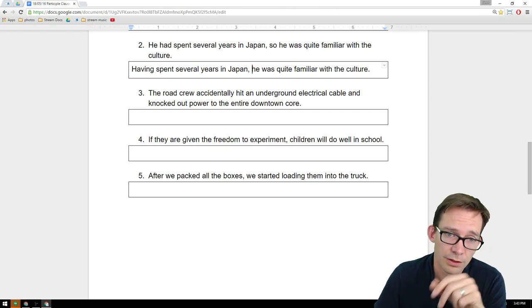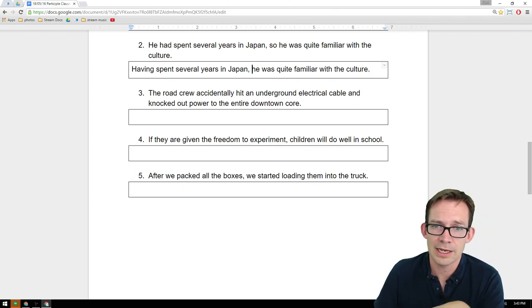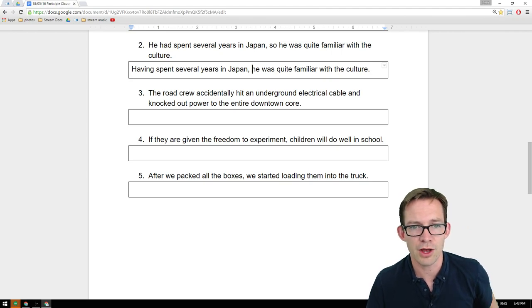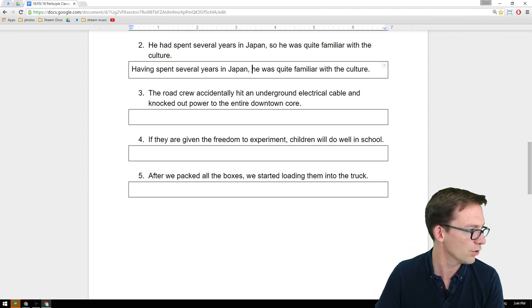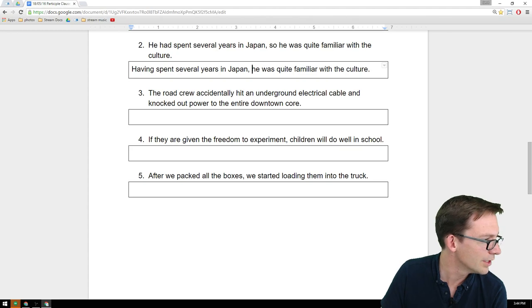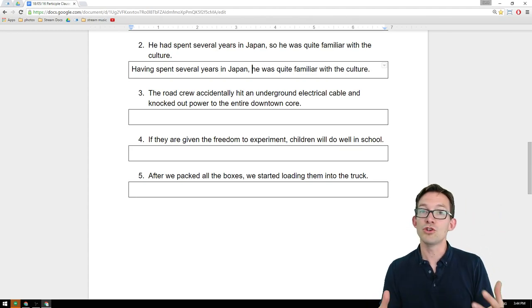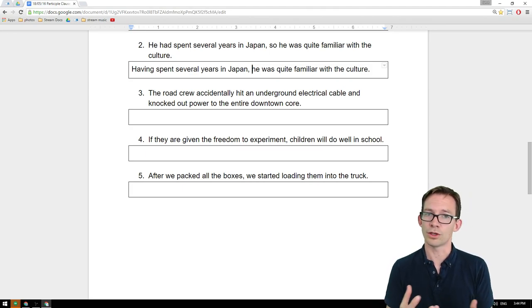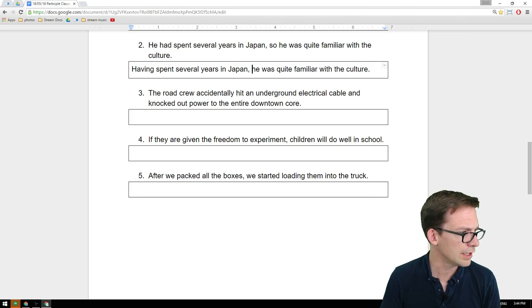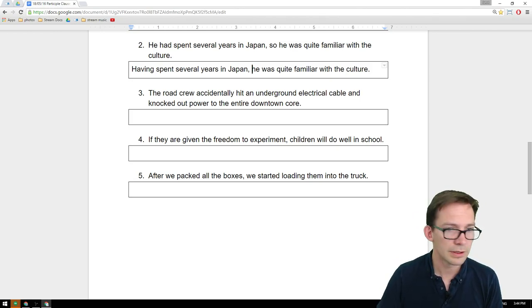Number three, the road crew accidentally hit an underground electrical cable and knocked out power to the entire downtown core. Well, that's terrible. What did you guys do with number three? Now, I guess with number three, you do have options. In this case, you could look at the result, you could look at the reason. It's really up to you. Now, Marianne, okay.